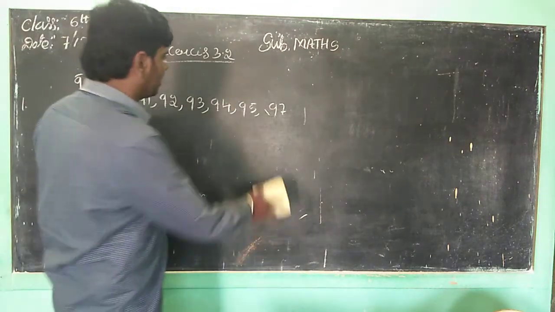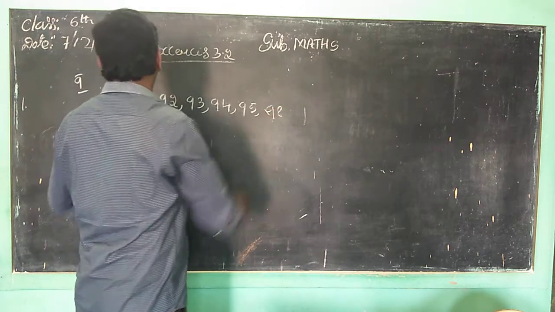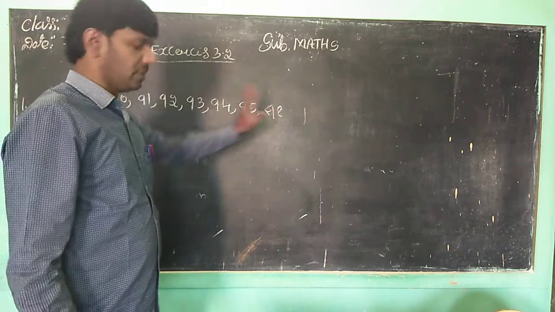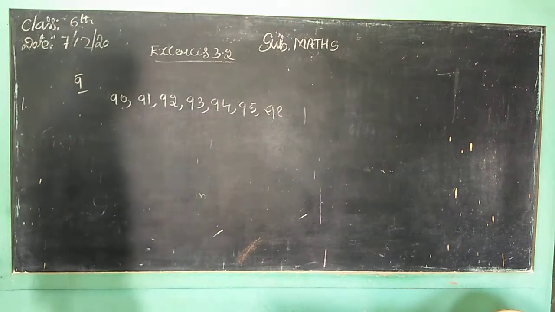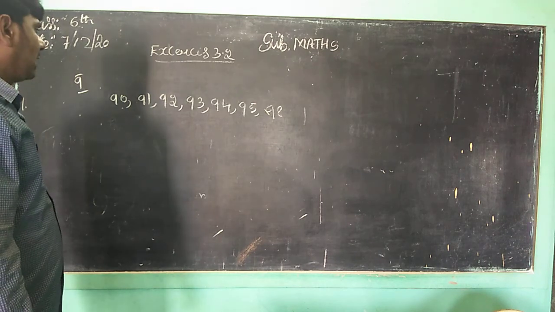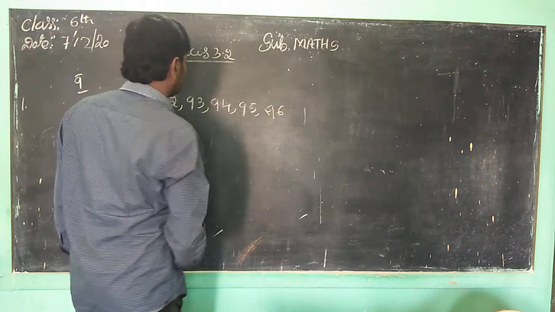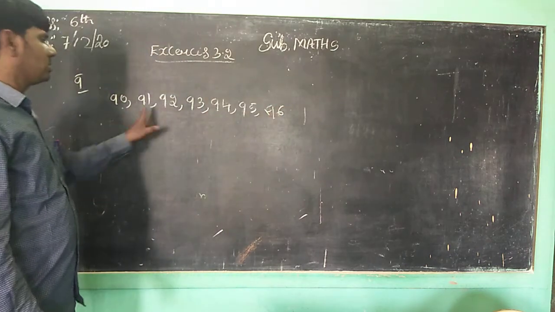How can you find out, children? Then you can take 98 also. 1, 2, 3, 4, 5, 6, 7. These are all composite numbers. It is very easy. So children, 90, 91, 93, 94, 95 and 96, sorry, 98. So it is also 7 consecutive numbers.